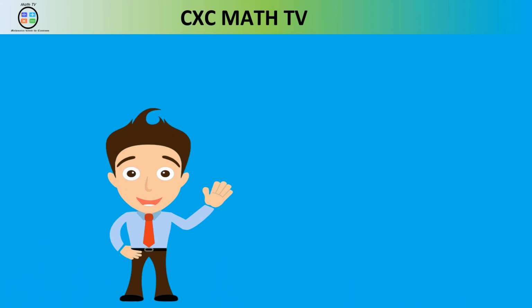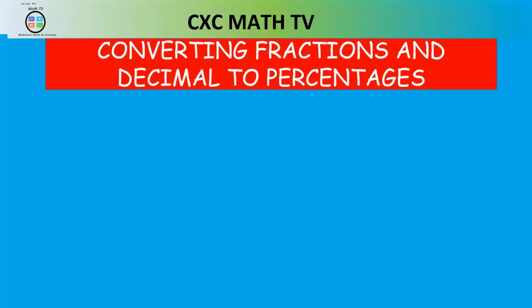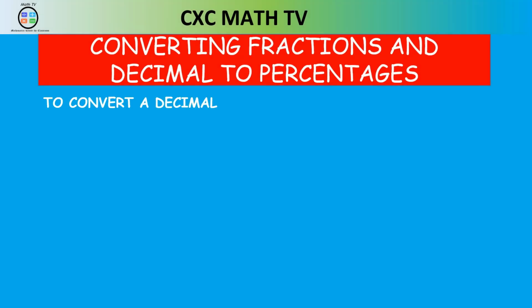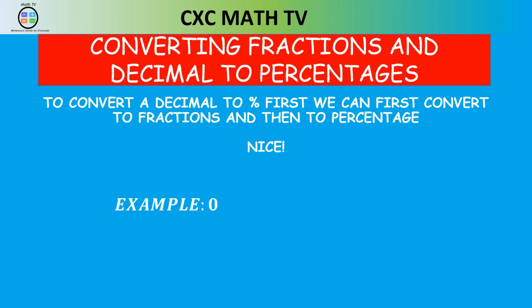Okay, so now it's time to look at converting decimals to percentages. Now, to convert a decimal to a percentage, the easiest way is to convert the decimal first to a fraction and then the fraction to a percentage, since we already know how to convert a fraction to a percentage. For example, 0.64, we just write that as 64 over 100 in fraction form. Then multiply it by 100. So that's just 64%. That's way too easy.